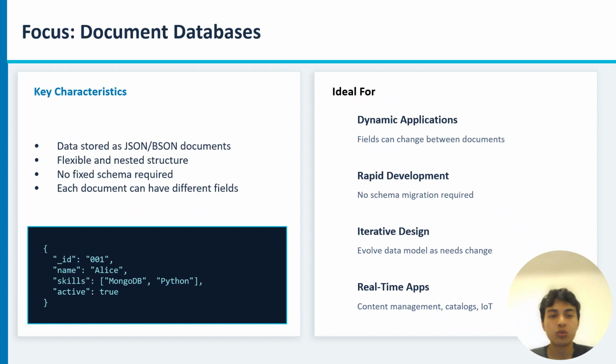So one common type of NoSQL database is document databases. They store data in JSON-like documents instead of rows and columns. For example, a user document can include name, skill, and status in one structure. The important thing is that each document can be different. And this is very useful in applications where data keeps changing, such as web apps, content management systems, or real-time platforms.